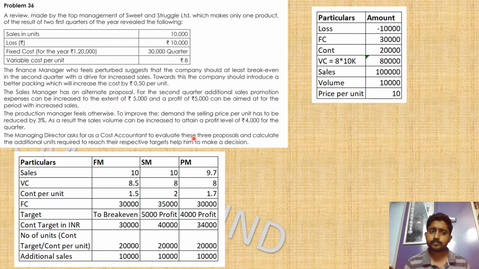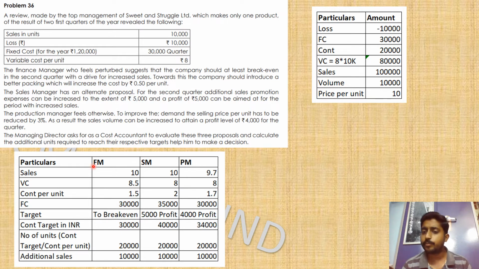So the first quarter details are given here. All those first quarter details you have put. The loss is given, the fixed cost is given, so you can find the total contribution. Variable cost per unit is given and volume is given, so multiplying, you can find the total variable cost. With the total variable cost and total contribution, you can find the total sales. Then dividing by the sales in units, you can find the selling price per unit.